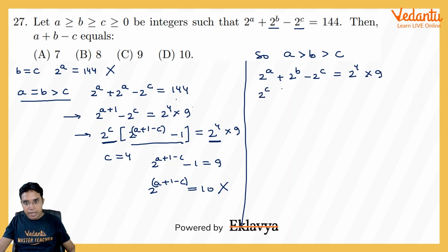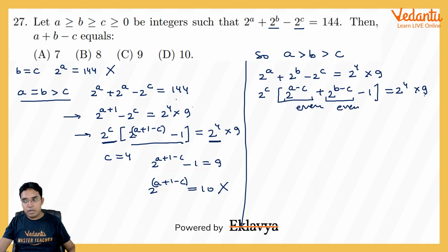Because if I take 2 power c common, it will be 2 power a minus c, and this will be an even number because a is greater than c. So 2 power a positive integer will be an even number. Similarly, 2 power b minus c will also be an even integer. Minus 1 is equal to 2 power 4 into 9. So this is even, this is even, minus 1 will be odd, and c will be equal to 4.